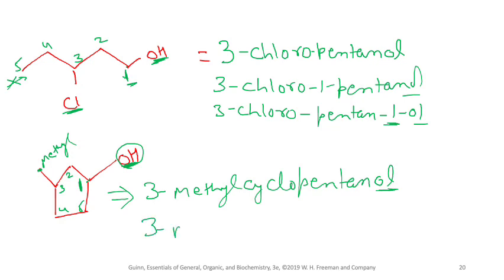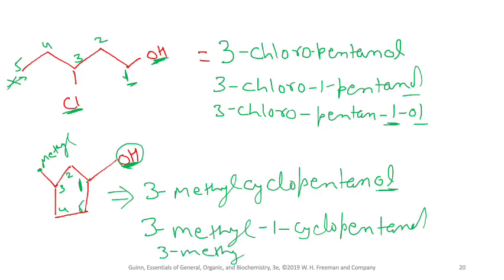Or if you want, you can write 3-methyl-1-cyclopentanol, or you can also write 3-methylcyclopentane-1-ol. So each way is right, but this is how you normally write for any compound that has a substituent or any cyclopentane containing compound, right? So make sure you practice naming of these kinds of compounds.